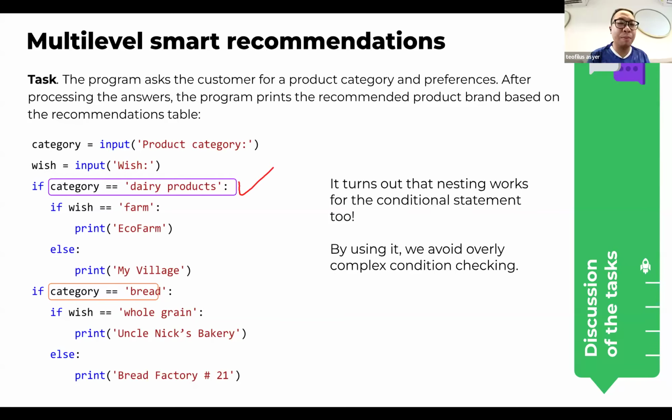Nah, if yang di dalamnya itu buat apa? Untuk menentukan pilihannya farm atau bukan. Kalau farm tadi kita kasih eco farm, kalau bukan farm, my village. Jadi ada tingkatan di dalamnya. Sampai sini paham? Paham. Hal yang sama terjadi untuk yang bread. Di dalamnya nanti kita kasih if else lagi, yaitu untuk whole grain-nya dan untuk yang tidak whole grain. Sampai sini, paham? Paham.